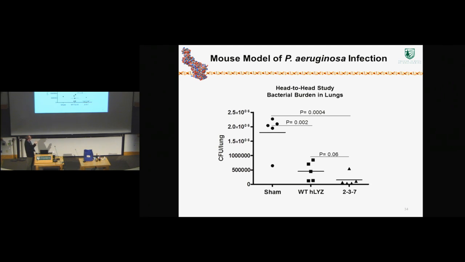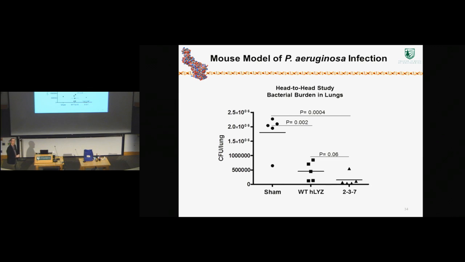If those mice are treated with wild-type human lysozyme, we get a substantial reduction. So only about 500,000 bacteria in the lungs of mice that are treated with wild-type human lysozyme. You treat them with the charge-engineered variant, and in this case, there's a pretty strong trend towards even better efficacy. So in this case, the mean was in between 100 and 200,000 bacteria per lung. So you can see that we can achieve a dramatic reduction in bacterial burden by treating these mice with this charge-engineered variant.